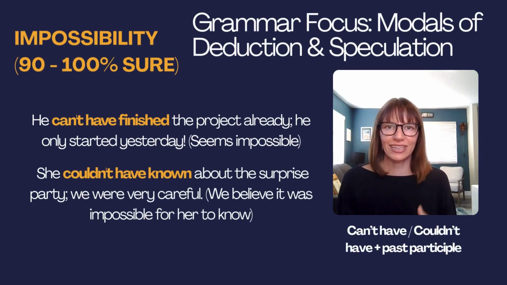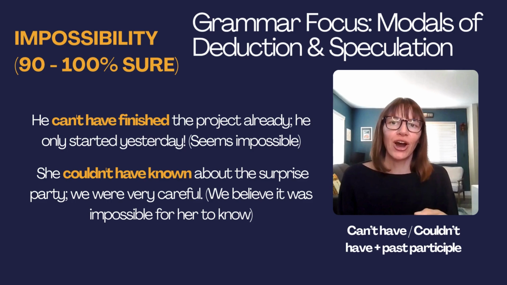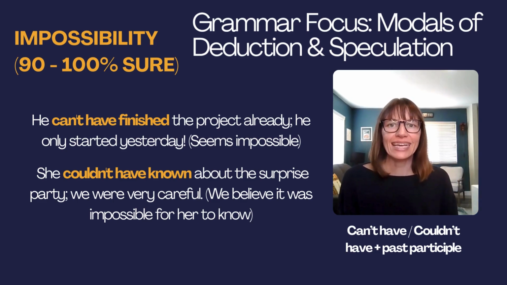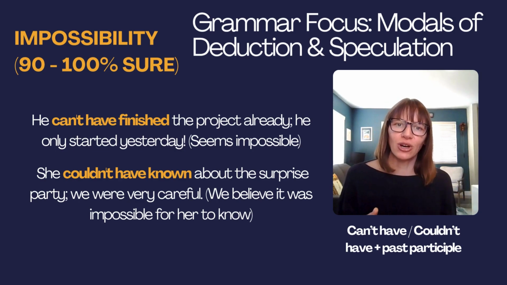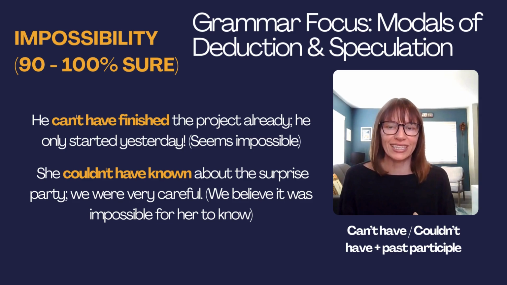And now you've made it to our last modal for this lesson, which is impossibility or certainty that something wasn't true, but in the past. So we have can't have or couldn't have plus the past participle. Here, you're certain something didn't happen. For example, he can't have finished the project already. He only started yesterday. So this is something that seems impossible to have happened. Or she couldn't have known about the surprise party. We were very careful. So we believe it was impossible for her to know about the party.